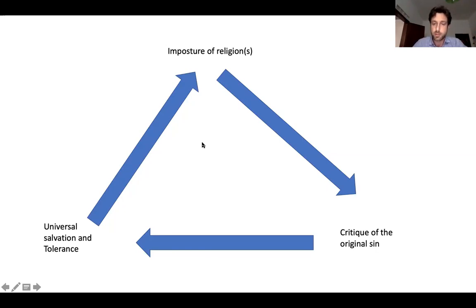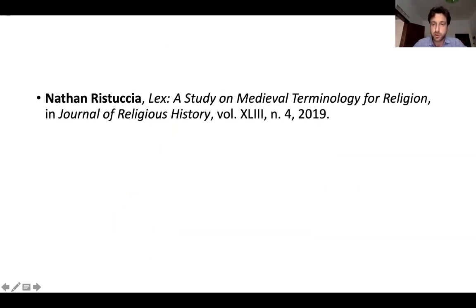On the use of this term, we now have the precious article by Nathan Ristuccia, which is very useful, but at the end of the day, it doesn't explain the reasons why people use the term law to talk about what we today would call religion, which is a first open question which I address to you and also to the rest of the audience, because I have no answer.